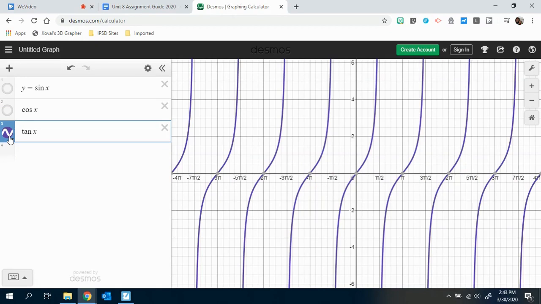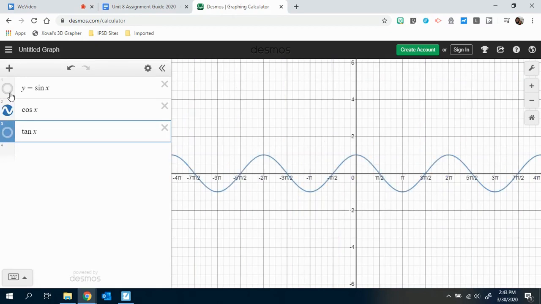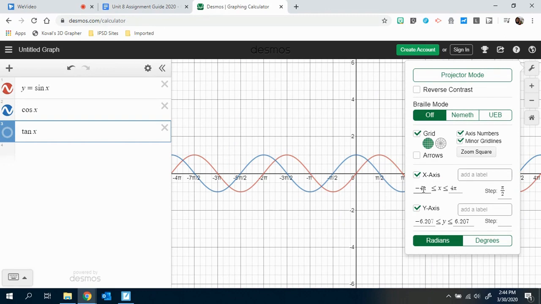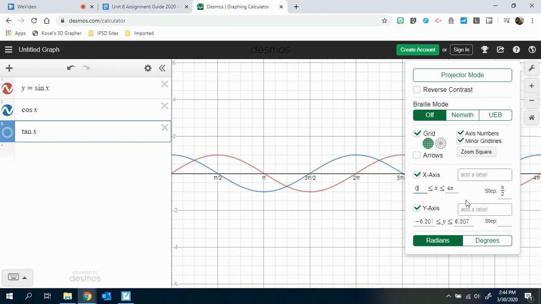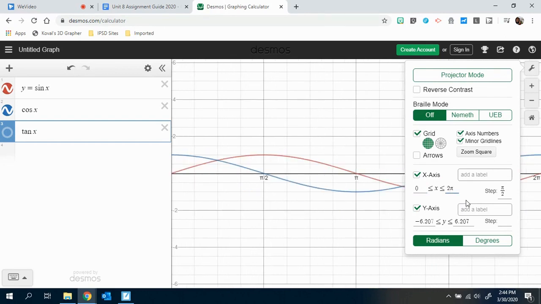Whoa, tangent of x looks crazy. We'll deal with that in a second. So sine or cosine, they kind of look like this. Now, I'm going to zoom in on the graph to exactly what we saw when I was graphing it. So I graphed one period.